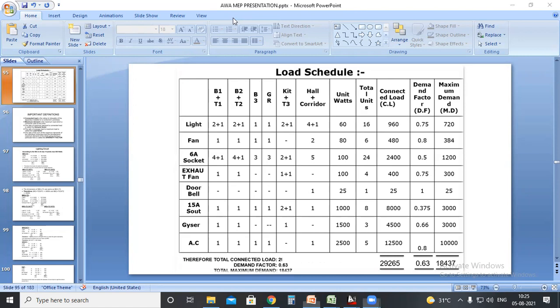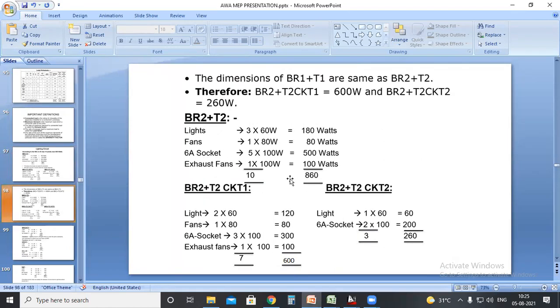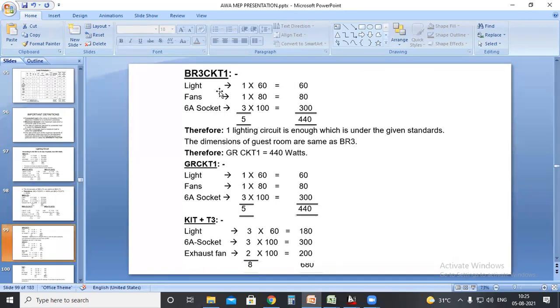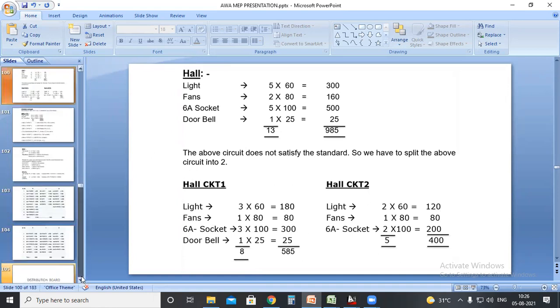Okay, somebody has sent the answer. 9 is the answer. I will explain. We have 2 circuits in bedroom 1 and 2 circuits in bedroom 2, so now it is 4. Then 1 circuit for bedroom 3 and 1 circuit for the guest room, so now it is 6, and the kitchen also has 1 circuit, so 7, and the hall plus corridor have 2 circuits. So the total number of lighting circuits is 9. So the lighting circuit preparation is over.